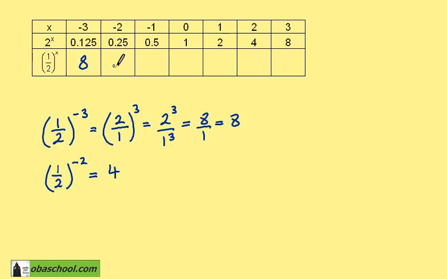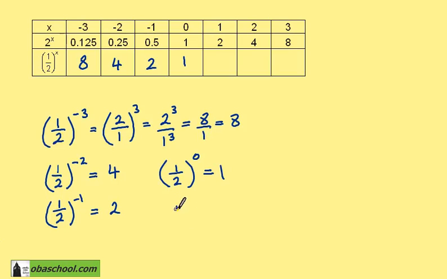on the same basis will be 4. And a half to the minus 1, just turning the fraction upside down, is 2. A half to the 0 is of course 1. A half to the 1 is just a half, or as a decimal, 0.5.